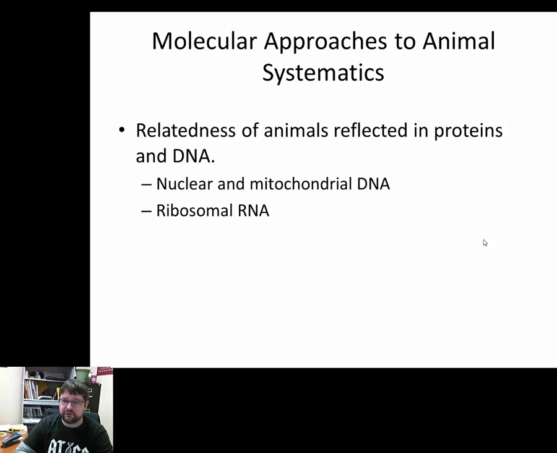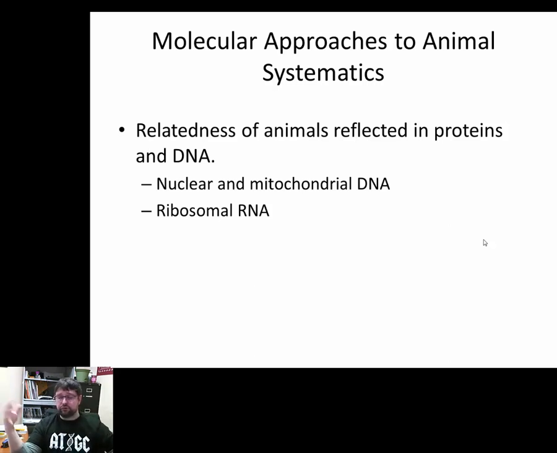Okay, nuclear and mitochondrial DNA is really important for differences maybe in genera, differences in species, those more specific regions, more specific differences between groups that have been separated for a shorter period of time.